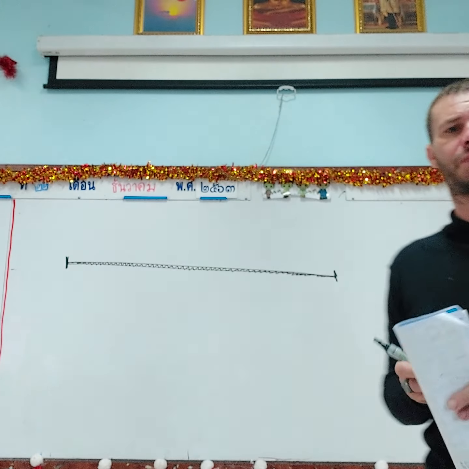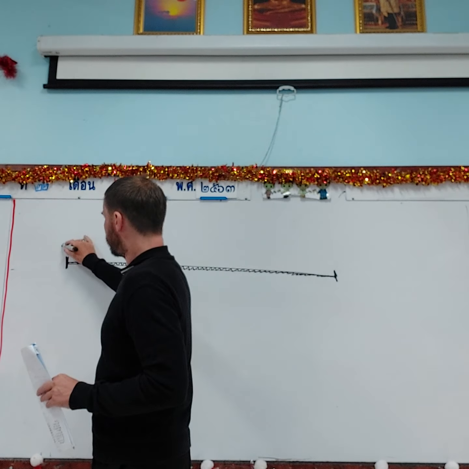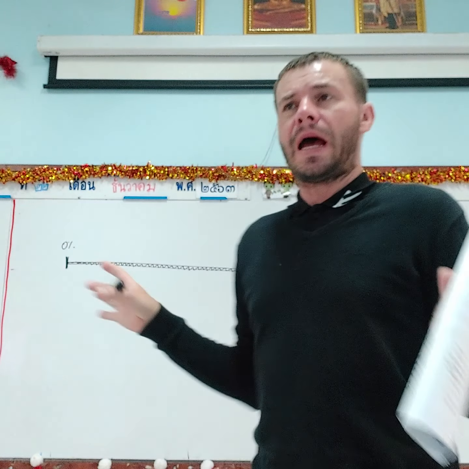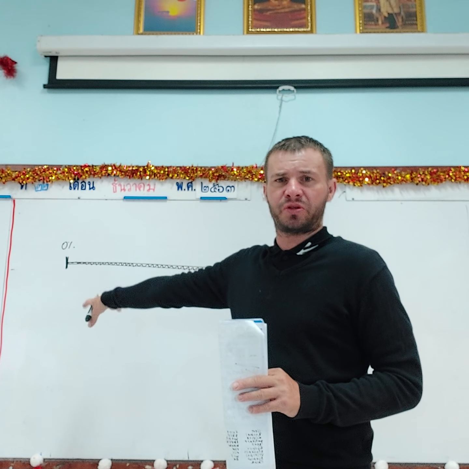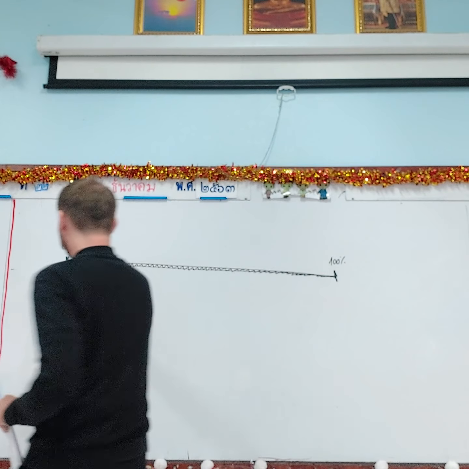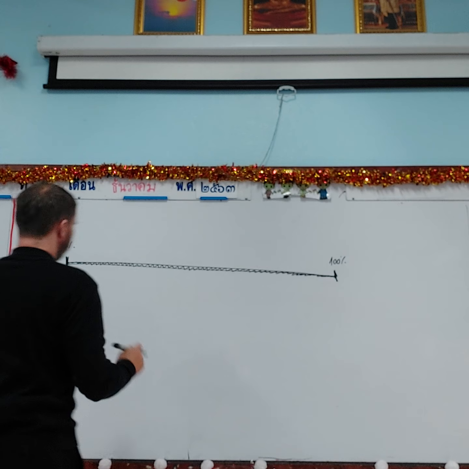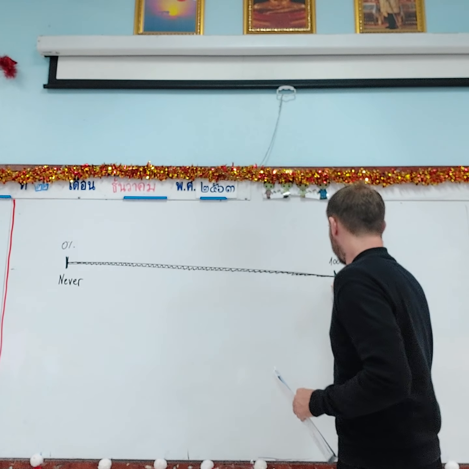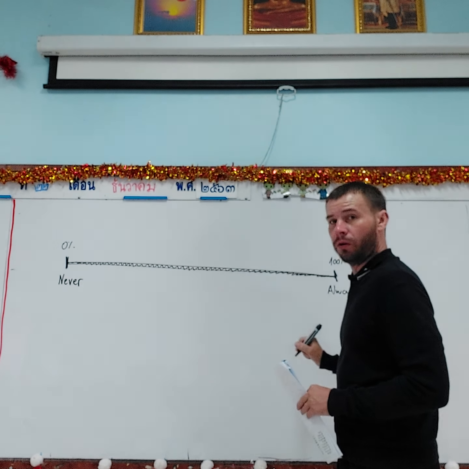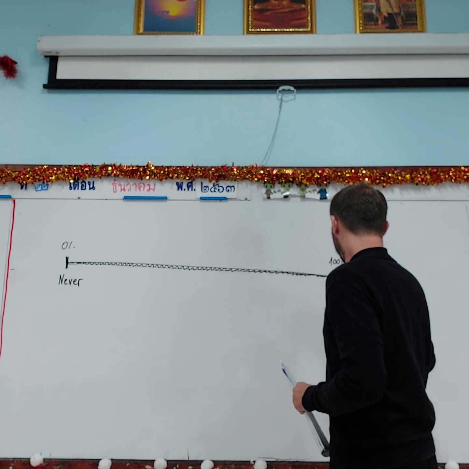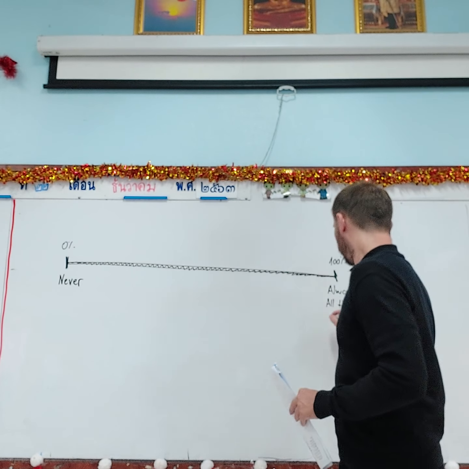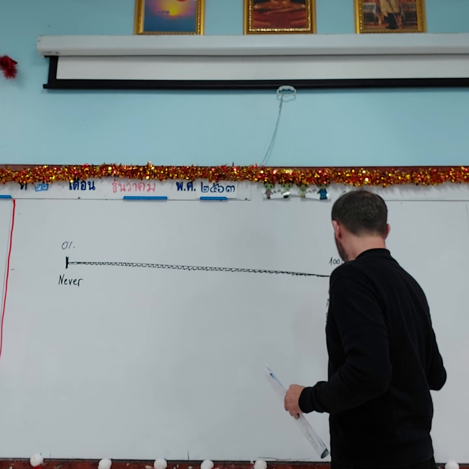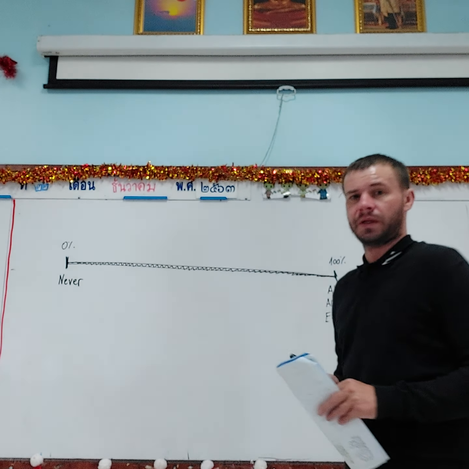This is the timeline. Imagine this one is 0% and this one is about 100%. When something happens 0% of the time, we say never. But if something happens 100% of the time, we say always. All the time. Every day, week, morning, month. It happens all the time.